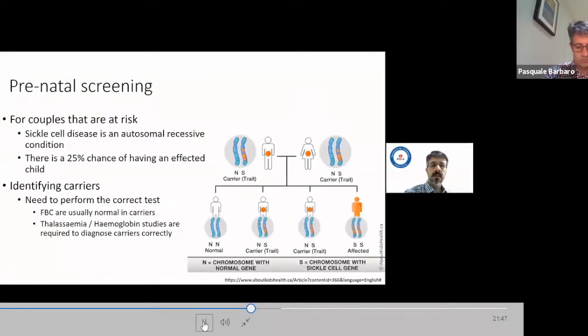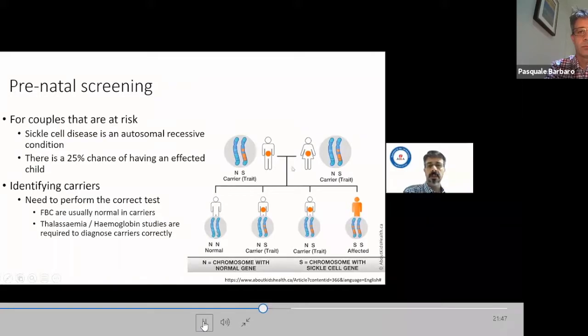So for couples who are at risk, I think it's important just to go over the genetics. Sickle cell is an autosomal recessive condition. So you have carriers where they have one normal chromosome with the normal beta globin gene and one chromosome that carries the sickle cell gene. So potentially there's a 1 in 4 chance that this couple can pass on both the normal genes and have a normal child.